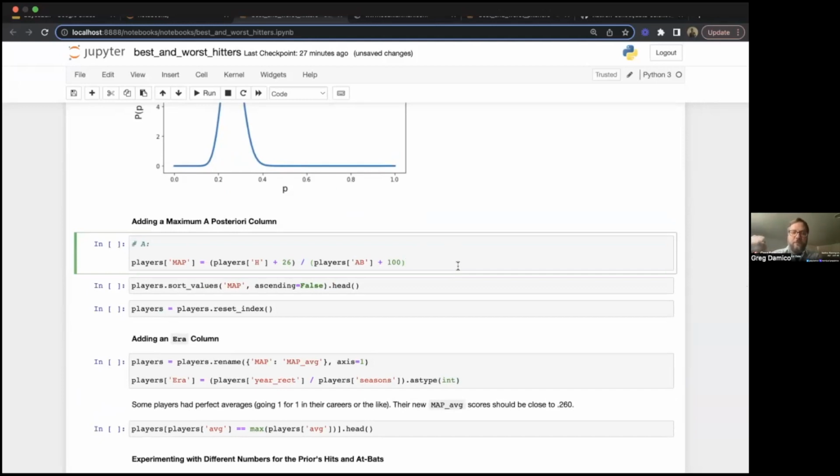So here is the major step now. I'm going to add a new column. This is going to be called the maximum a posteriori column. What this looks like is I'm just going to take the player's hits and add 26 to it, and take the player's actual at-bats and add 100 to it. 26 out of 100.